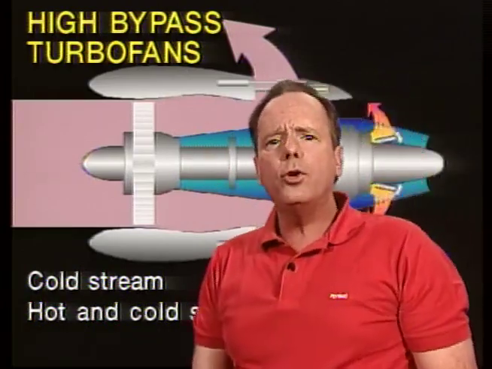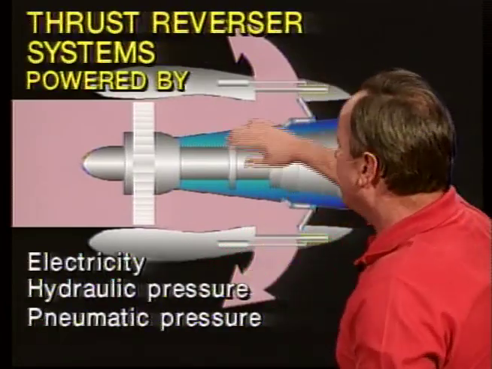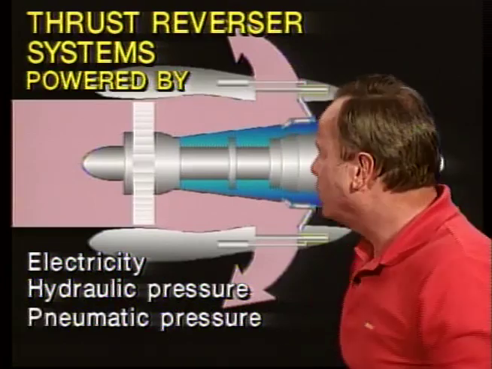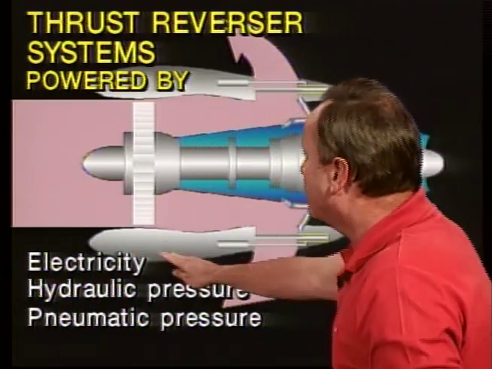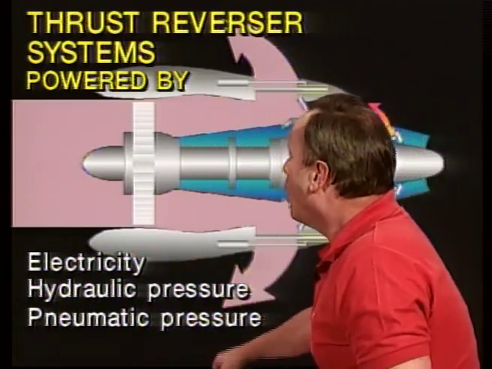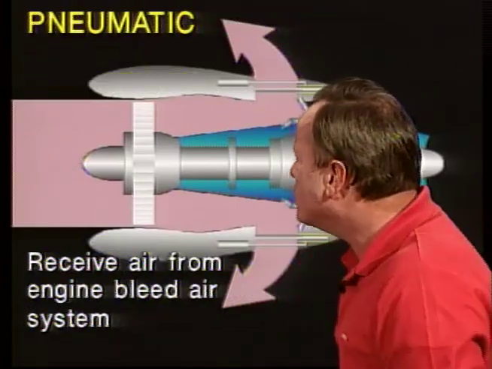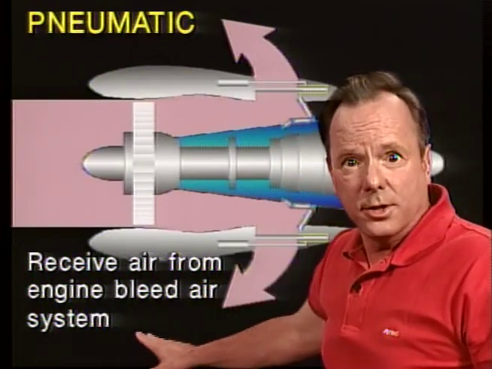Now, how do you move things around in a thrust reverser system? How do you change the clamshell doors, put in the blockage, and so on? There are three methods you could use to power these things. You could power thrust reversers by electricity, hydraulic pressure, or pneumatic pressure. Now, if you use pneumatic pressure, where would you get that pneumatic air from? Well, normally the engine bleed air system.